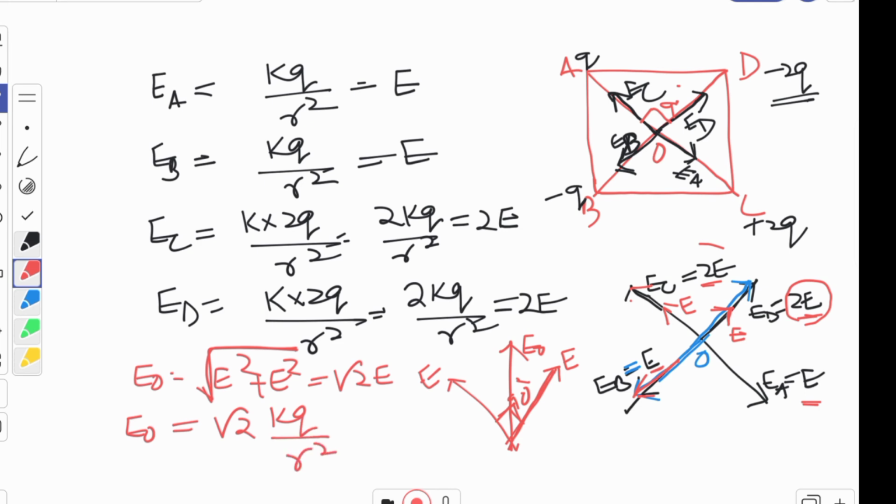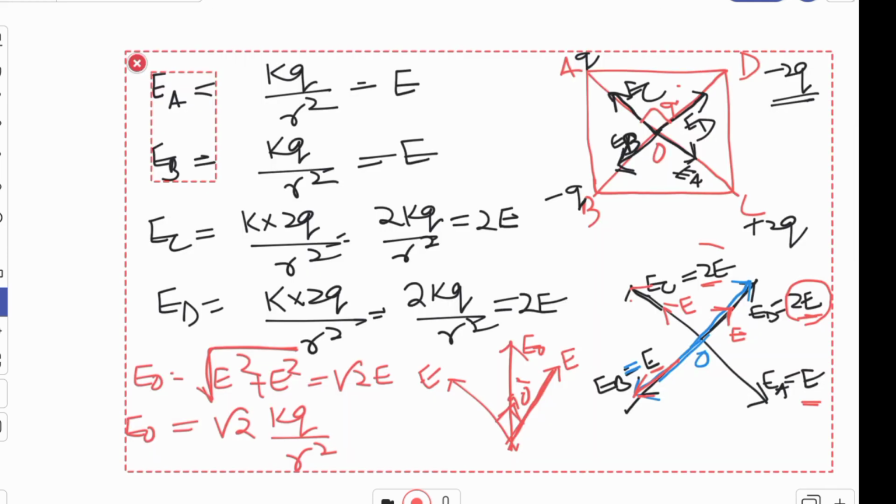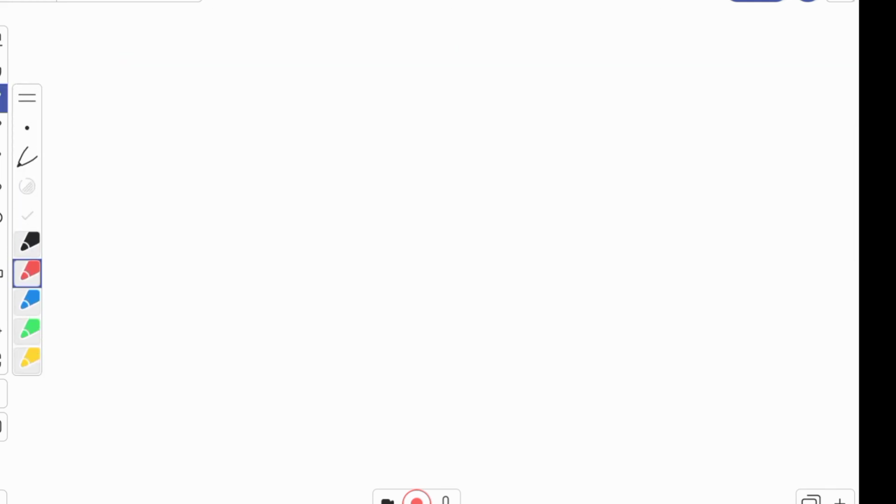Another way, I have already told. Can I clear the board? I am clearing the board, children, so that I will get space to move further. And please note down all the diagrams. Carefully do all the diagrams. Now this is your E, and this is also E, and this is your EO, and this is 90. We got it like this. Okay, so we got root 2E.